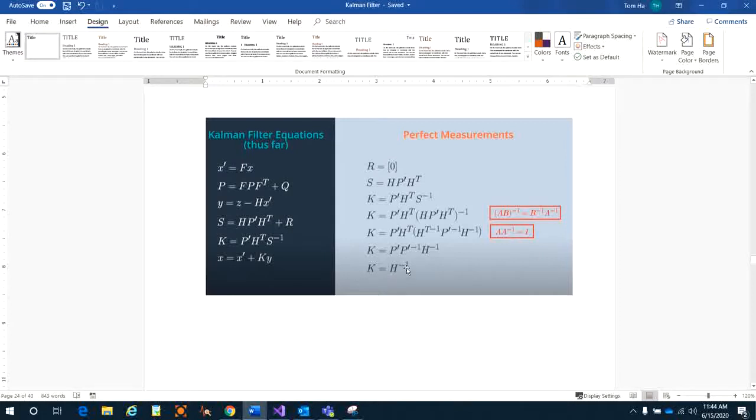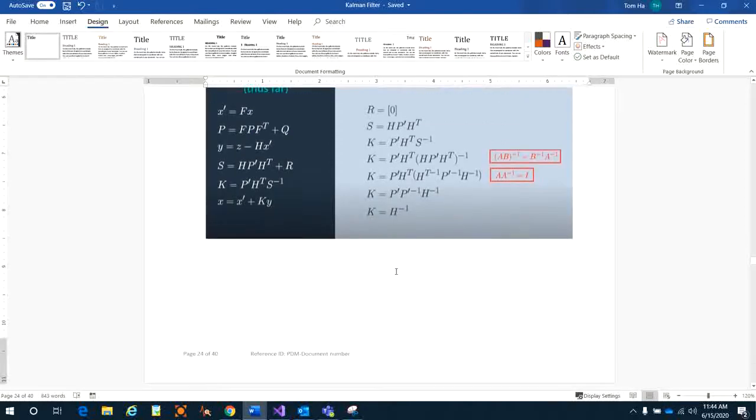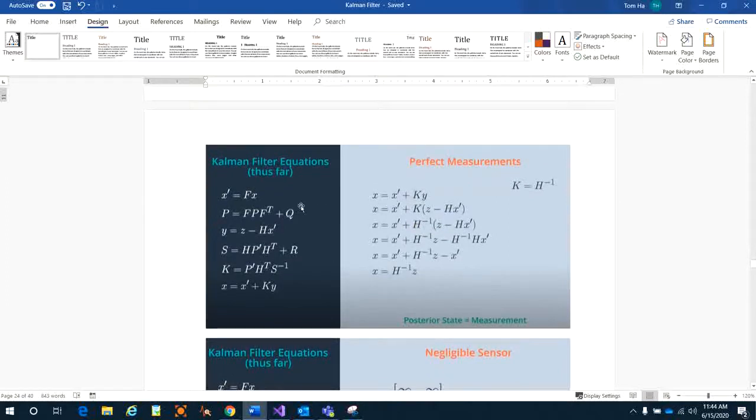Again, the Kalman gain is the inverse of the measurement matrix, right? And we plug it back into the formula right here. You get the updated state variable equal to the measurement, right? Because why? Because the measurement is perfect, it's 100% correct data. So the posterior state in the measurement update is equal to the measurement. Okay, we don't care about the state prediction anymore. The measurement is correct, right?